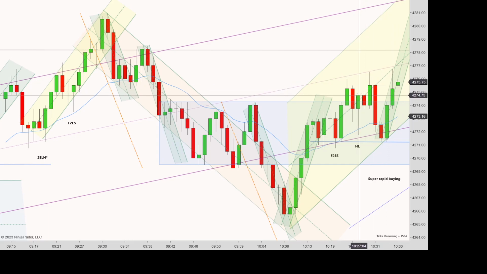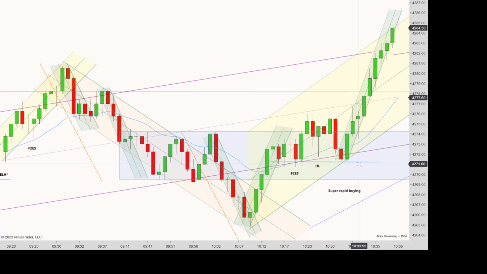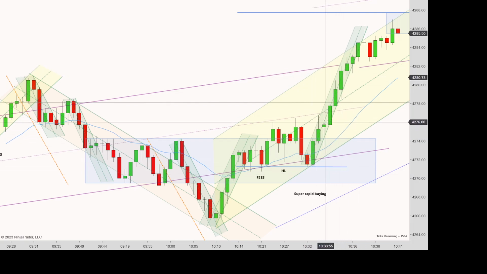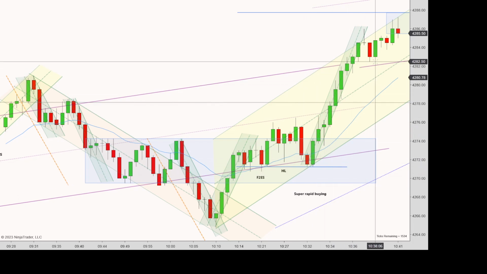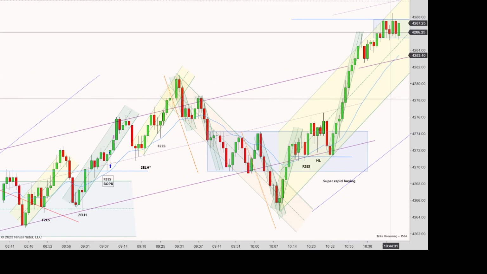So if you took the trade, depending on how far you're going to take the profit, you might have gotten filled with just 1 point, or you might have gotten stopped out. Then this is what I call the super rapid buying. I don't know what happened here, but between 10:33 and 10:36, it's only 3 minutes, but look how many candles there were. This just rapidly shot up. I couldn't figure out why it was doing that, but I was just watching and waiting.